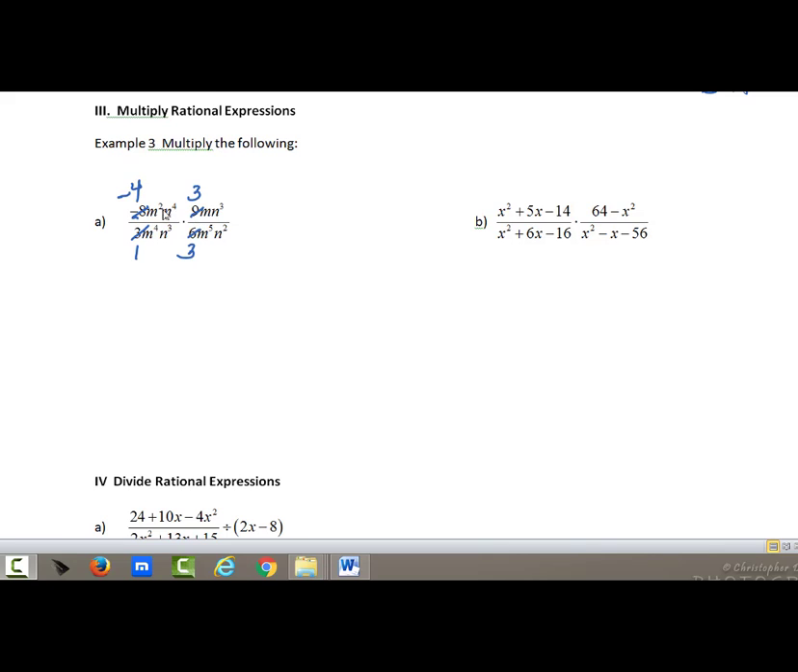And rather than cancel all these m's and n's over here in the multiplication phase, this is the only example where you would multiply across the variable expressions and then cancel. In all other cases, when you don't have monomials, you're going to factor and cancel. So let's multiply. Actually, we got one more thing we can cancel here. The 3's will cancel. Now, to multiply across the numerator, I get -4.